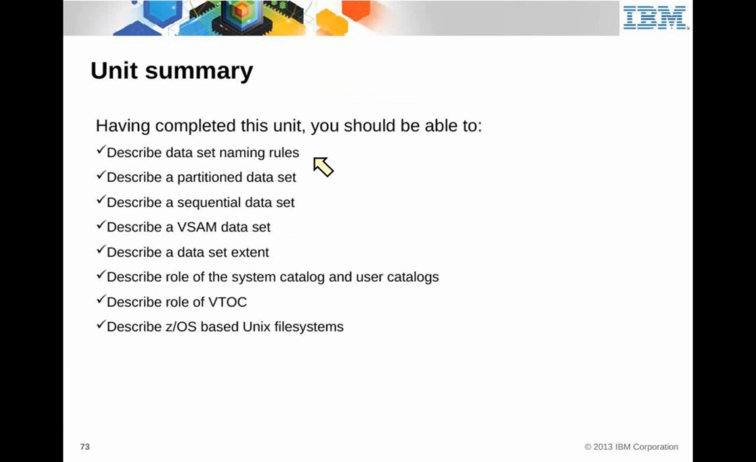So now what we've done, you know more about data set naming rules than you probably did before. You know what a partitioned data set, also known as a library, is, a sequential data set, just a data set name with data records, a VSAM data set, which is a faster type of access method, and it's got 4 different types: ESDS, KSDS, RRDS, and linear data set. You now understand what an extent is on disk, a contiguous area in the disk. You now know the role of the system catalog and user catalogs. You now know the role of the VTOC.